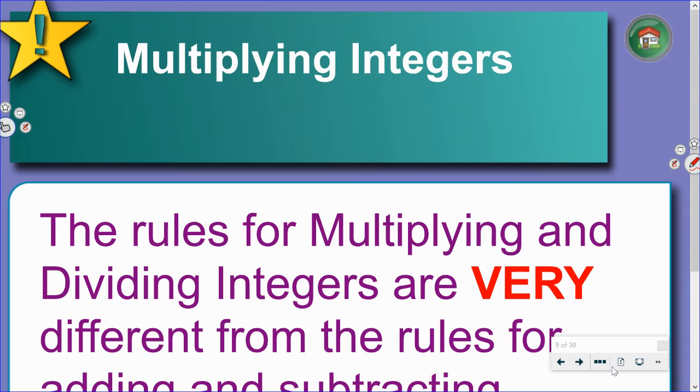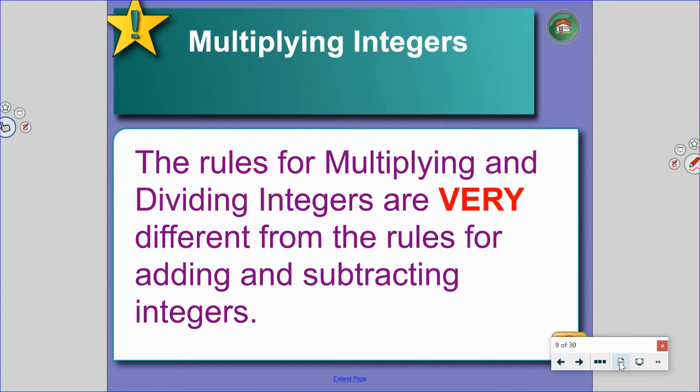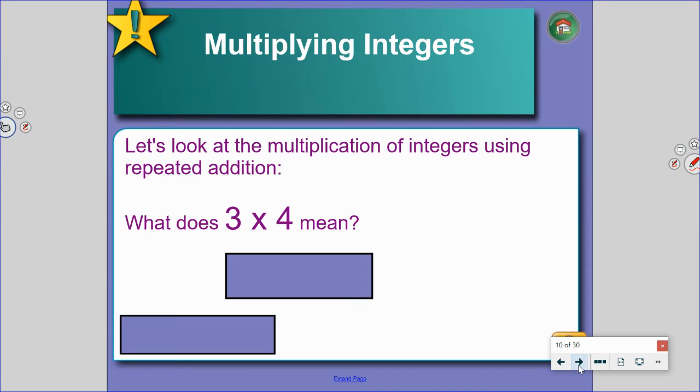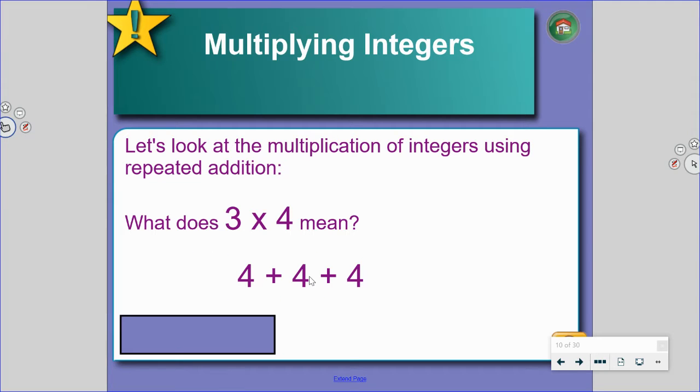And so here we go. Biggest point for today, multiplying and dividing integers, the rules are very different from adding and subtracting. Look at multiplication. I want you to think about what is multiplication. Multiplication is repeated addition, right? So if I say, okay, what does 3 times 4 mean? It means 3 sets of 4, 4 and 4 and another 4, which naturally means 12.